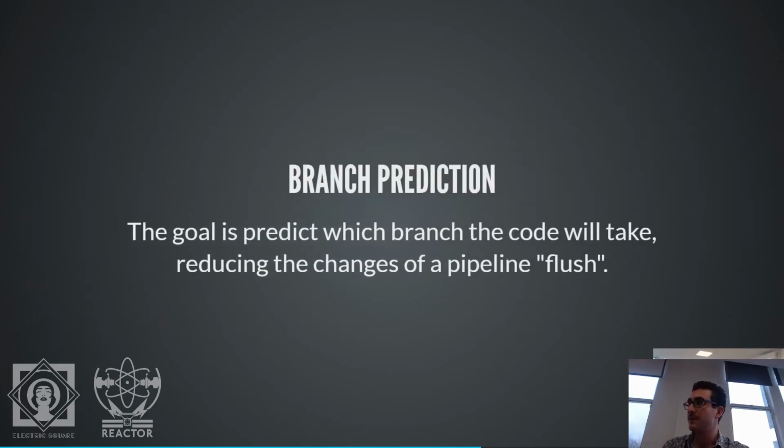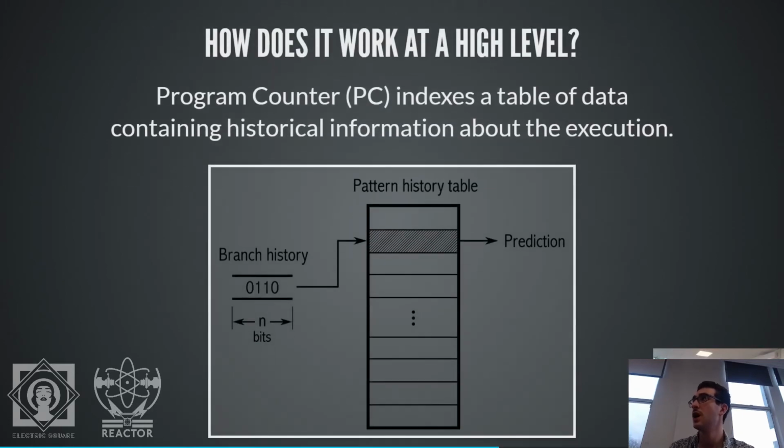So, next thing, branch prediction. As we mentioned before, branches can make pipelines behave really poorly. So one of the first things CPUs had to try and solve is how can we reduce this cost? Because branching is something programs do all the time. So the goal here is to predict which branch the code will take before it's run, reducing the chances of a pipeline flush or a pipeline stall. So the idea is that our program counter for running a given instruction is always going to be the same value.